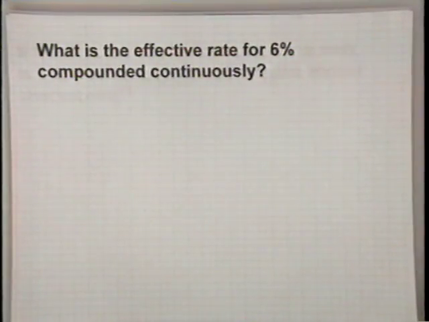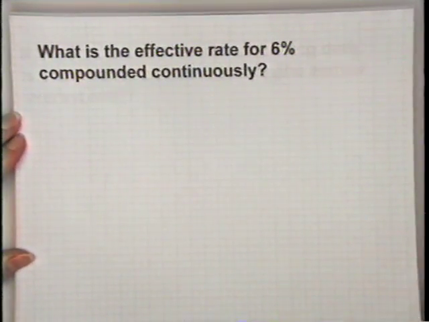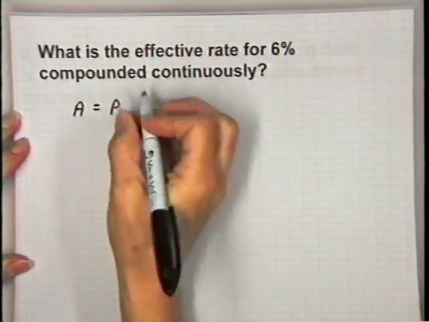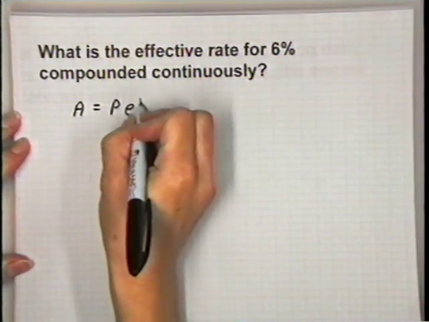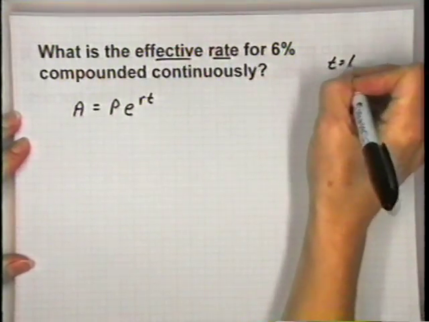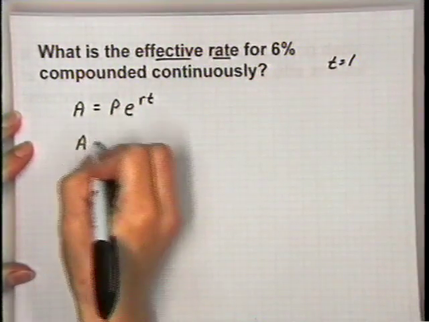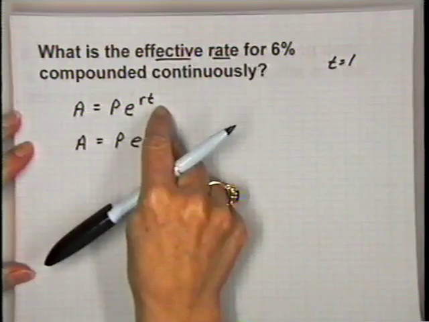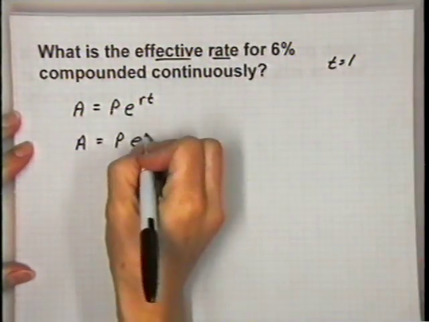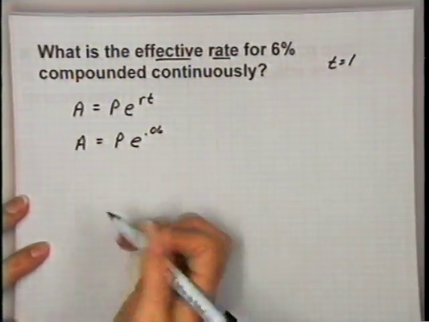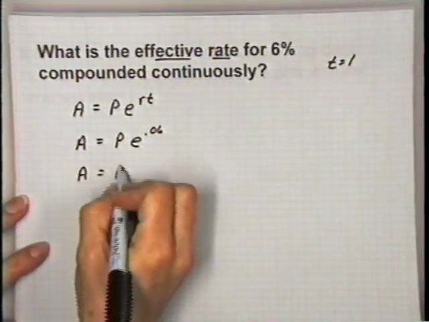Well, let's take a look at this equation. What is the effective rate for 6% compounded continuously? Well, notice this compounded continuously. For compounding continuously, our formula was A equals P times e to the RT. Now again, because I'm saying effective rate, my time is 1 year, isn't it? I don't know A, I don't know P, I have e to the R times T. R is 0.06, T is 1, so that's going to be 0.06. Now I'm going to go to my calculator and do e to the 0.06 power and put that down here.